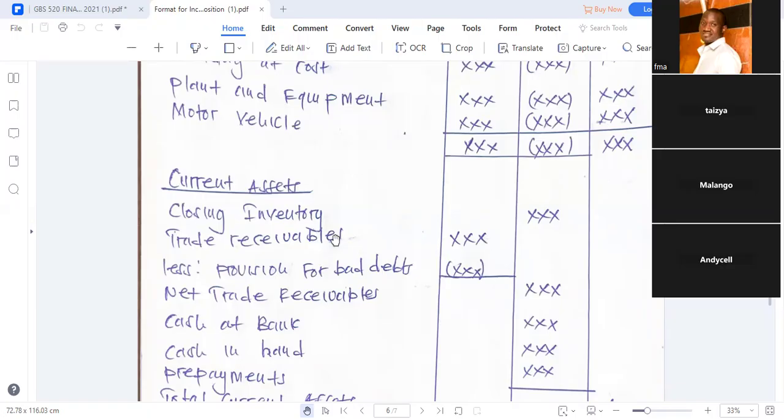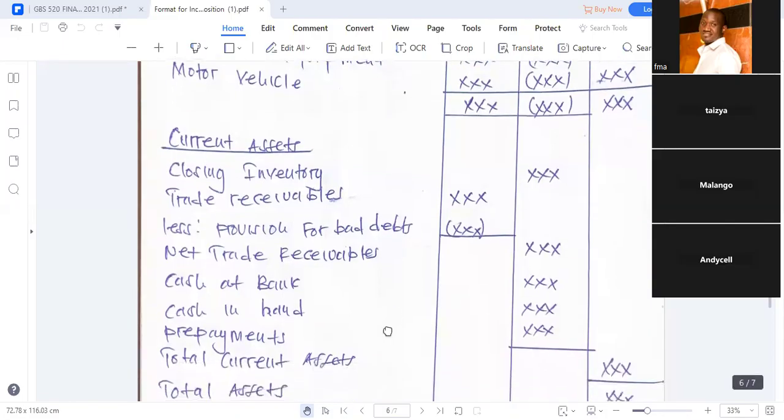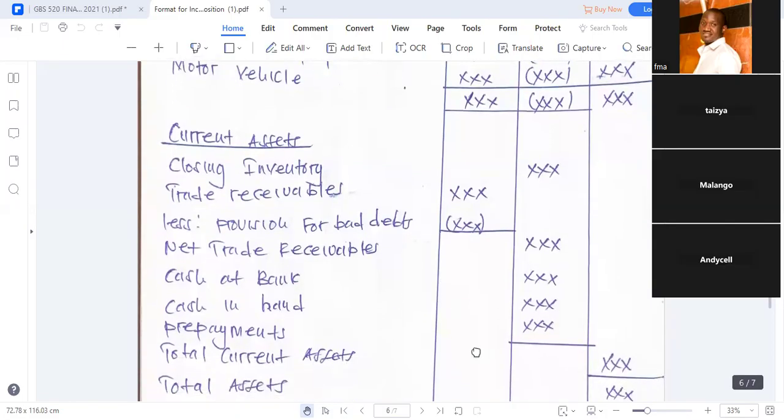For instance, you have debtors you're expecting 10,000, but you made a provision for doubtful debts, out of this 10,000, 10% will not pay. So you remove 10% of 10,000, which is 1,000, leaving 9,000. So here we remove any provisions. The net trade receivables. When you have cash at bank, we put it here. And cash at hand, we put it here. Payables, prepayments, so our total assets.